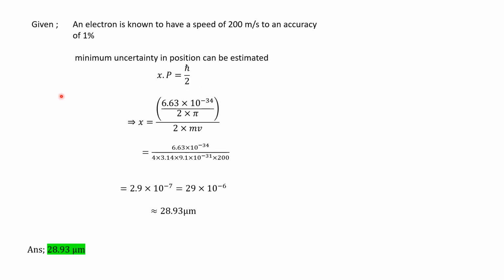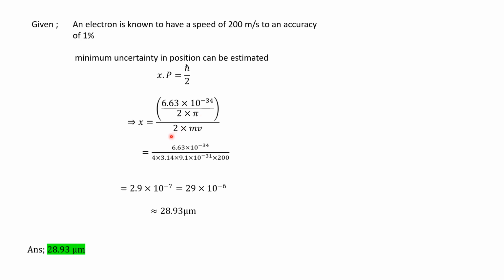So because we have to calculate the minimum uncertainty, we can write Δx · Δp is equal to h-bar by 2. Again, we know the value of h-bar, that is equal to h by 2π. So by putting the value of h and 2π here, and after that the momentum p can be written as mv, we can calculate the value of uncertainty in position x, where h is equal to 6.63 into 10 to the power minus 34.